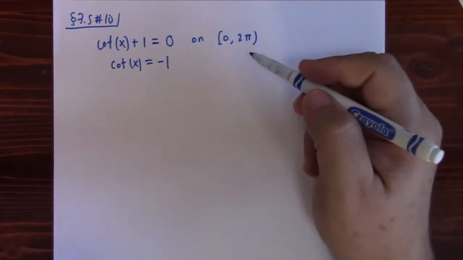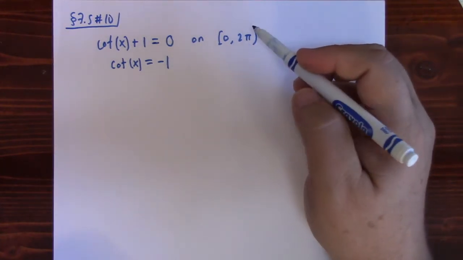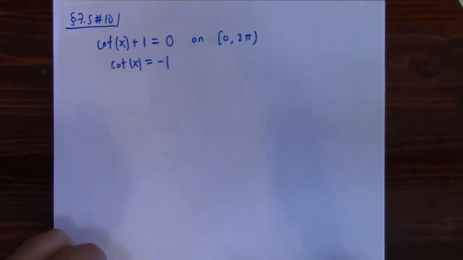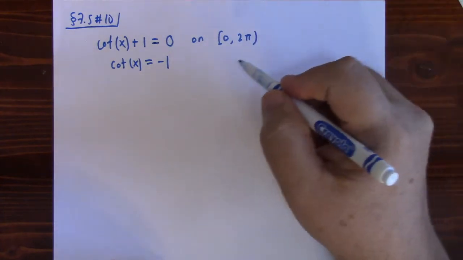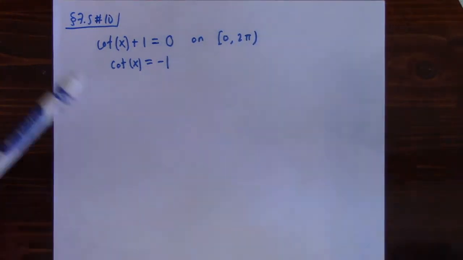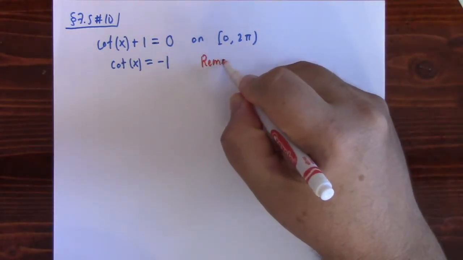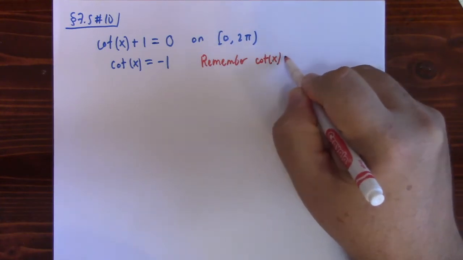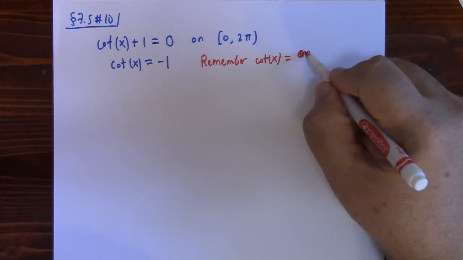You know what? It's probably good, we haven't graphed cotangent too much. Let me go ahead and graph the cotangent. So let's see here. What's cotangent x equal to? Well, cotangent of x is sine over... That's tangent. I'm a dummy.